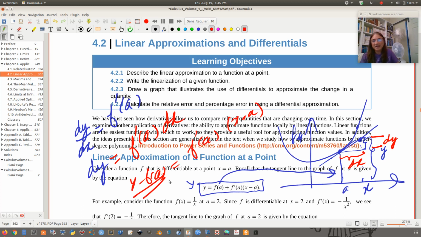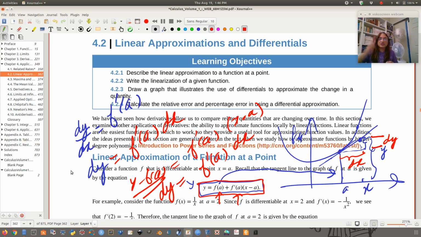So y minus f of a can be called dy, the differential, this vertical height, which is equal to the derivative f prime of a times dx, and dx is how much displacement we have done in the x direction. So we have this approximation of the function about the point a. And we can also write it as a differential dy. That means from f of a, how much more we add is given by f prime of a times dx.